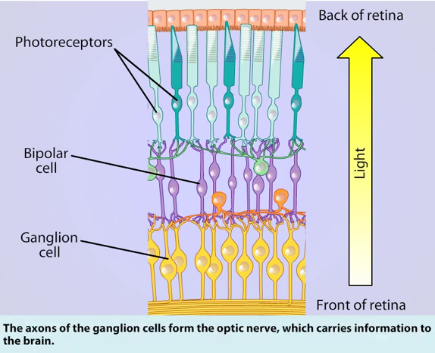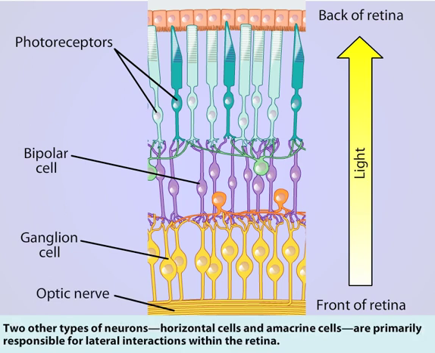The axons of the ganglion cells form the optic nerve, which carries information to the brain. Two other types of neurons, horizontal cells and amacrine cells, are primarily responsible for lateral interactions within the retina.